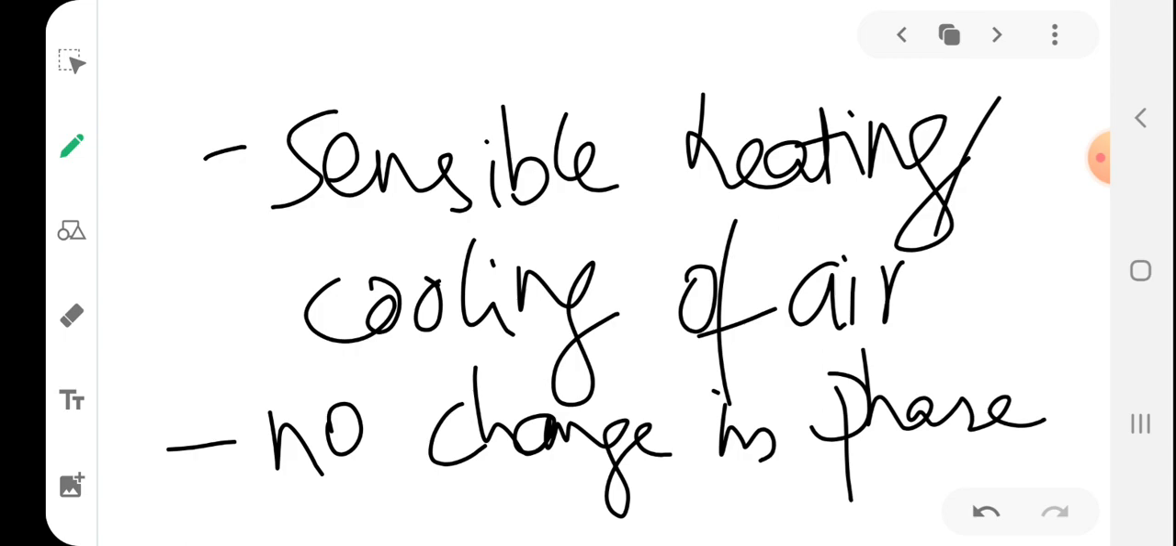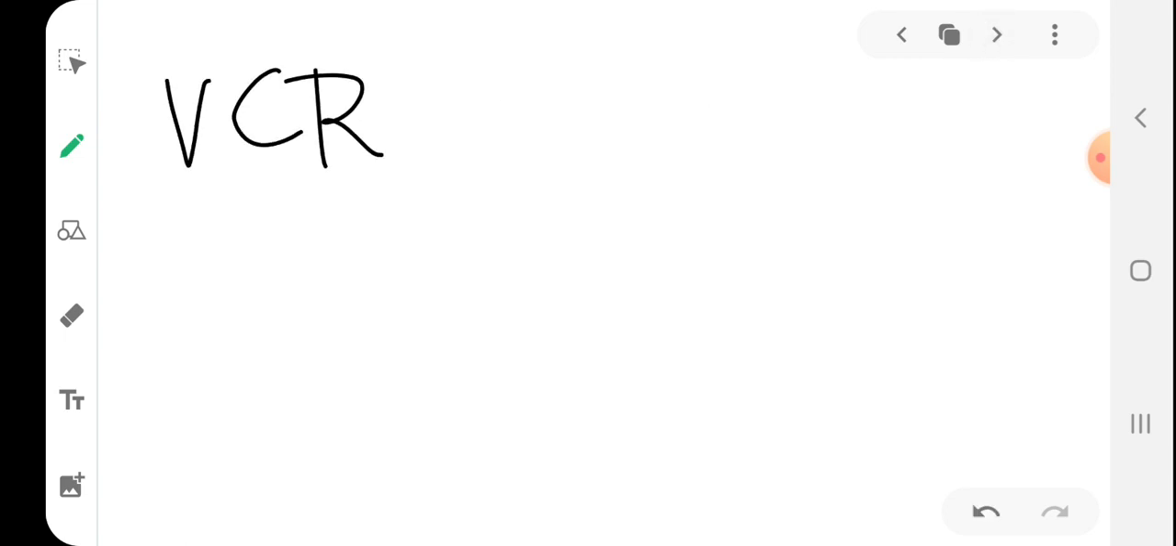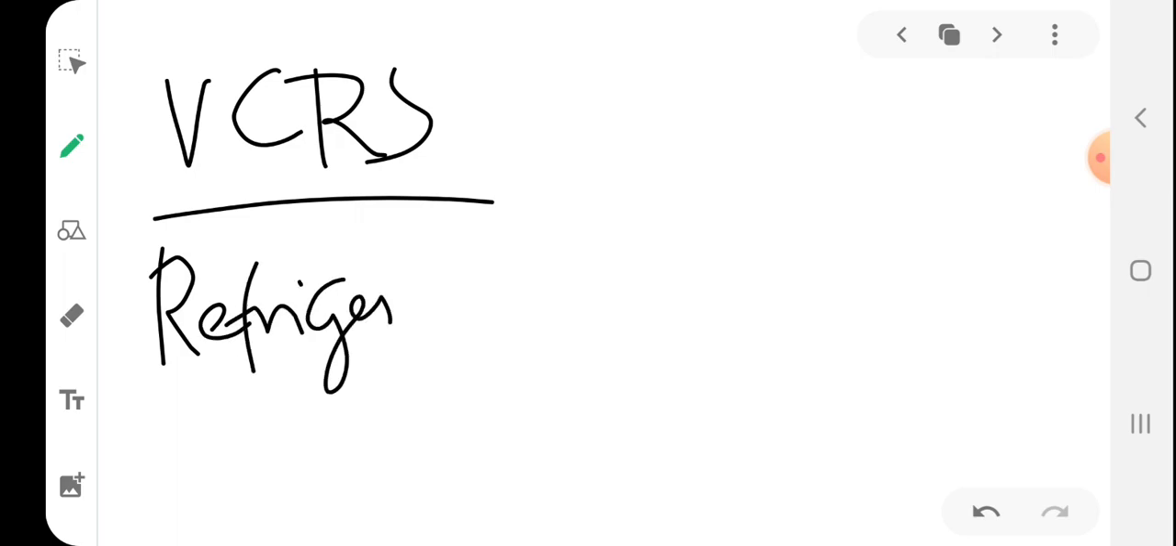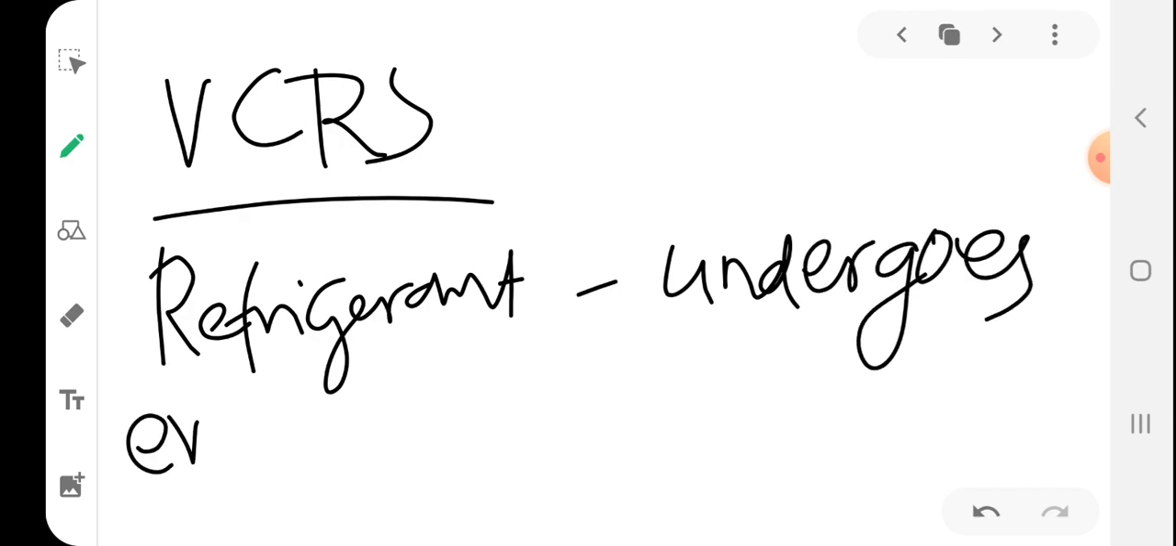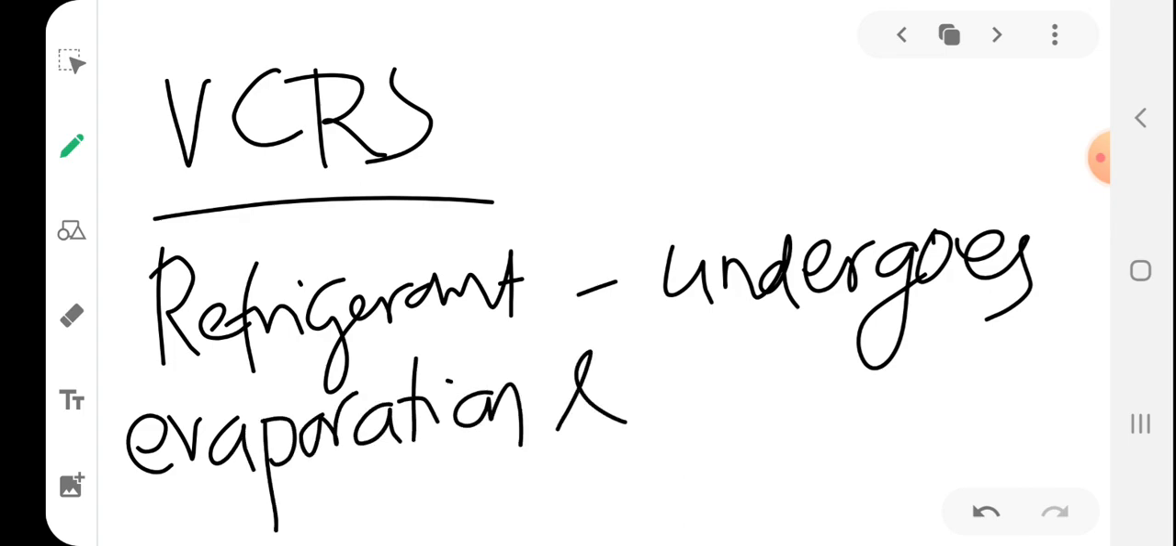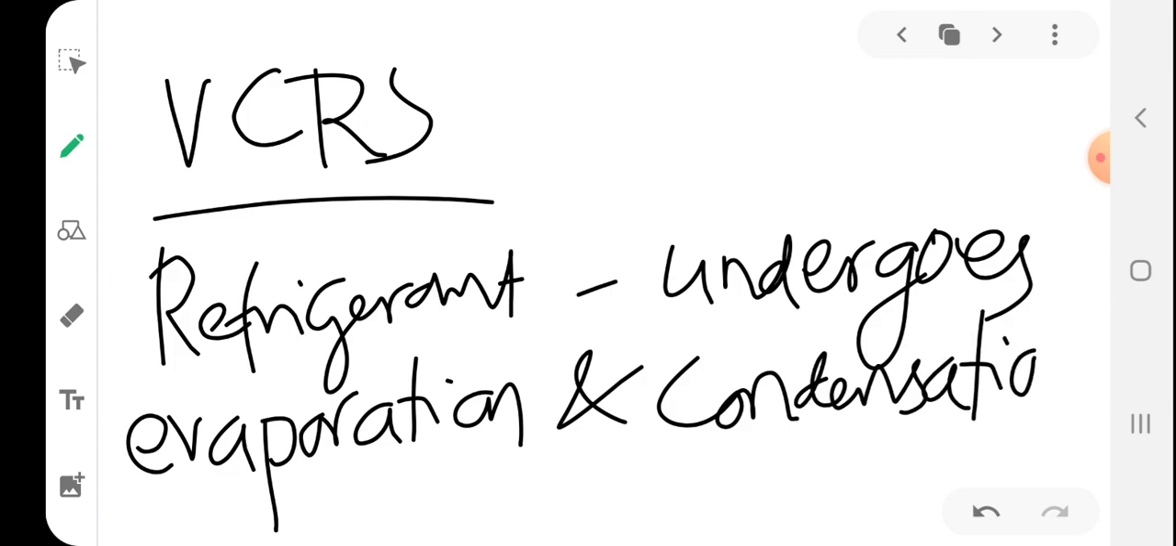Now when we come to the vapor compression system, what do we mean by VCRS? VCRS is an improved type of air refrigeration system in which a suitable working substance is used, and the refrigerant undergoes evaporation and condensation. What does that mean? It means that there is a considerable phase change taking place.